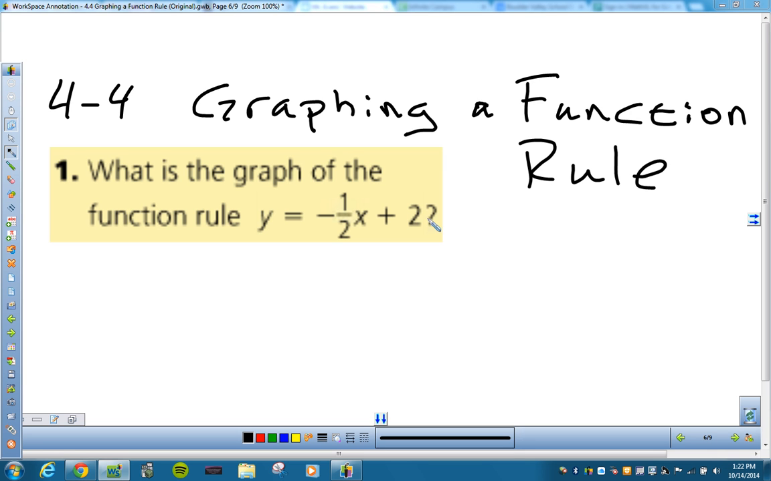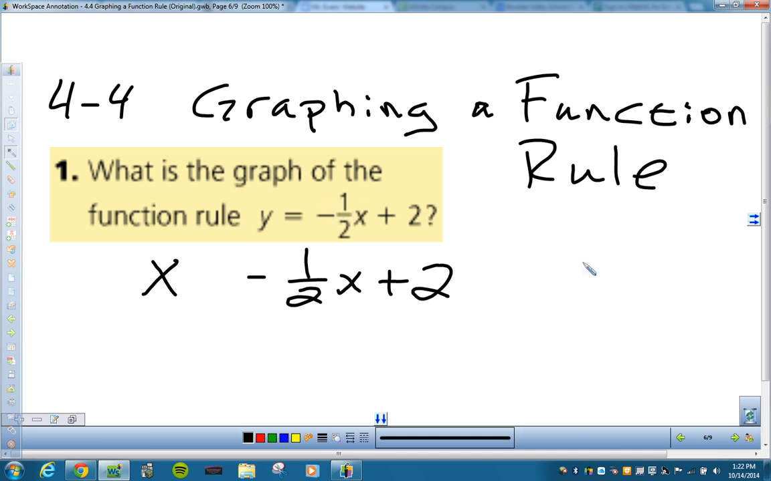So, here's how you do it. We write x over here, we write negative 1/2 x plus 2 in the middle, and then we write the y over here.